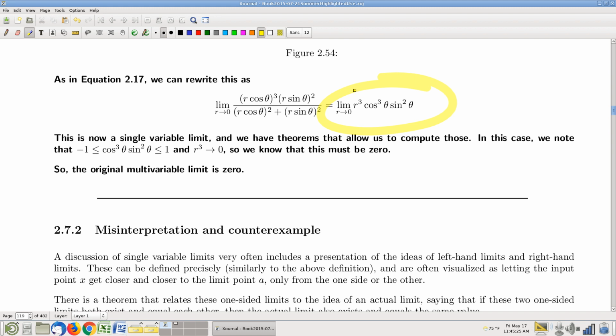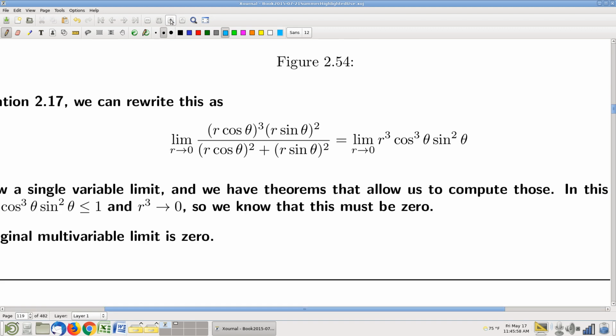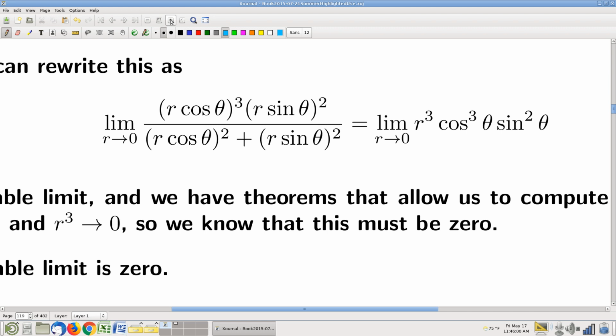The reasonable worry: how can I possibly compute a limit if I only know what one of the variables is doing? R is approaching 0, but theta is going crazy. How can I know what's about to happen here? And very often, you don't know. That is a problem. It is something we have to worry about. But in this case, it's not a problem. And here's why. You will get lucky sometimes in this way.